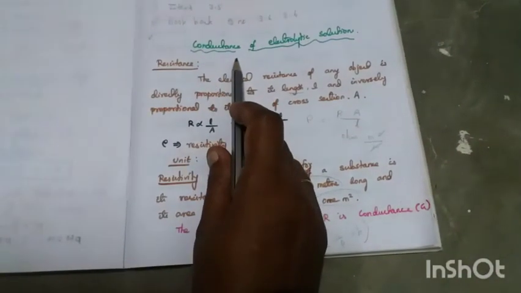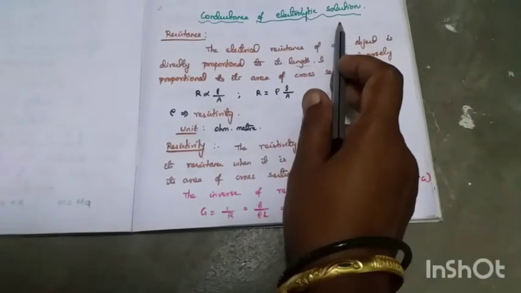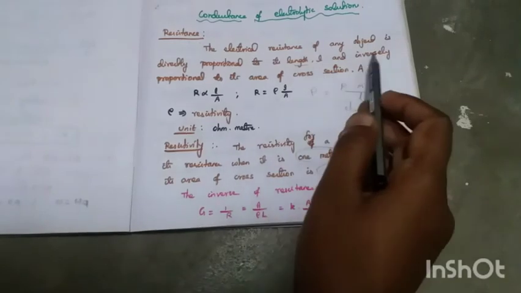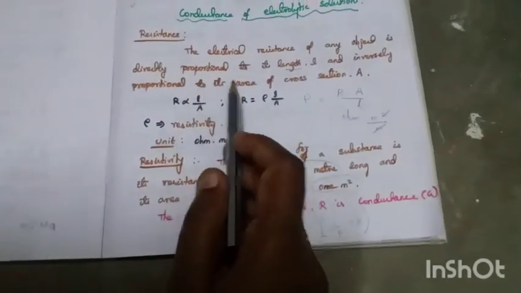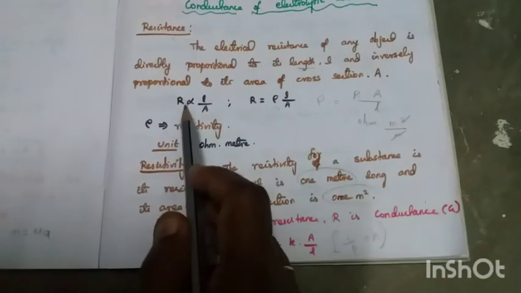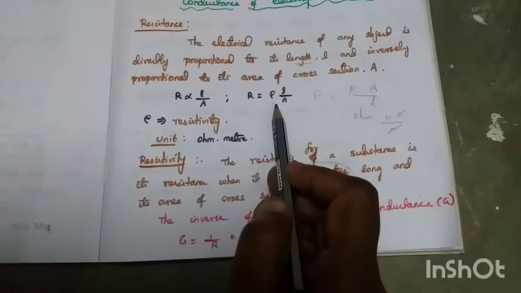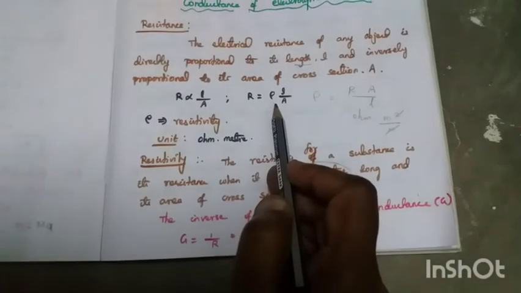Good morning students. Today we are going to see the conductance of electrolytic solution in electrochemistry. The electrical resistance of any object is directly proportional to its length and inversely proportional to the area of cross section, or proportional to L by A. Now we replace the proportionality with a constant, rho. What is rho? Rho is the resistivity.